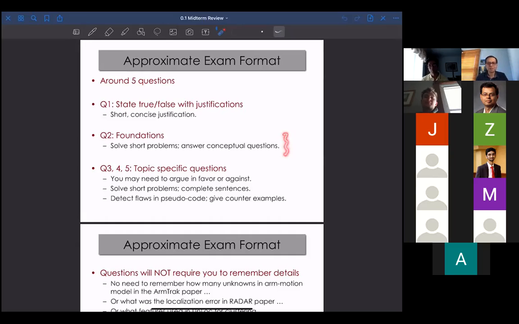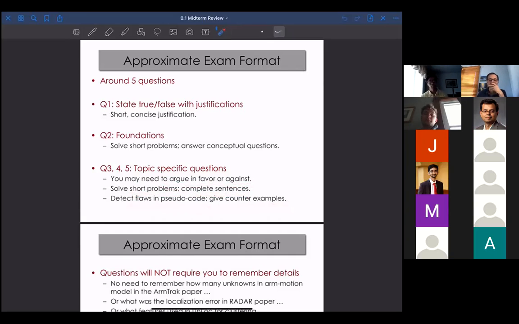Question 2 will be around foundations, mostly math: your linear algebra, your signal processing, and a little bit of probability. Questions 3, 4, 5 are basically topic specific questions. You may need to argue in favor or against, solve short problems, complete sentences, detect flaws in pseudocode, or give counterexamples.